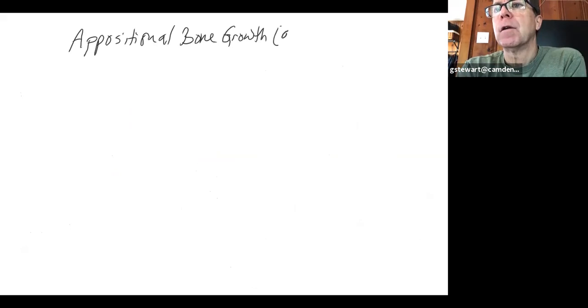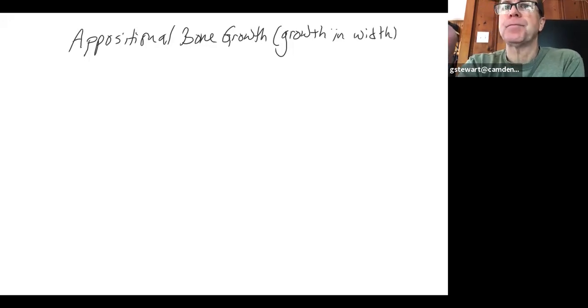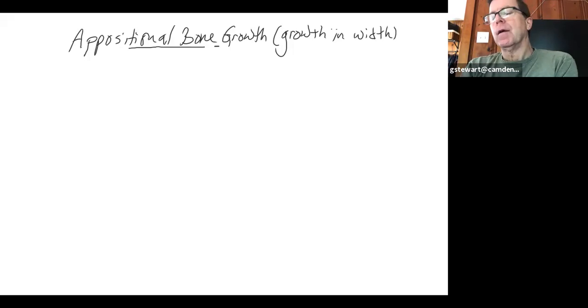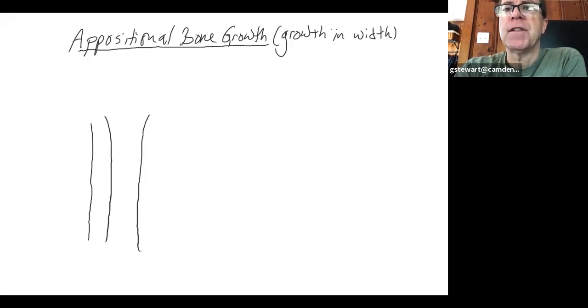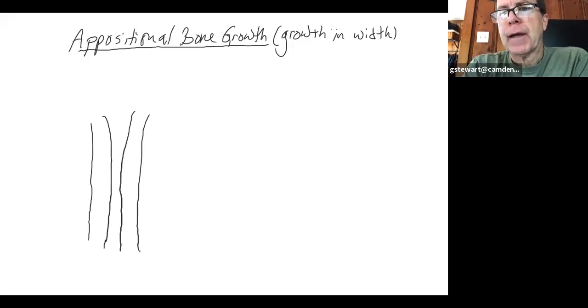This means the growth of a bone in width, not in length. Sorry about the writing, it's hard for me to do this. In width. So I'm going to say some things as I draw this picture. So let's just say we have a bone. I'm going to draw a bone. There it is. There's the medullary cavity in the center of the diaphysis of that bone. So this is compact bone here.